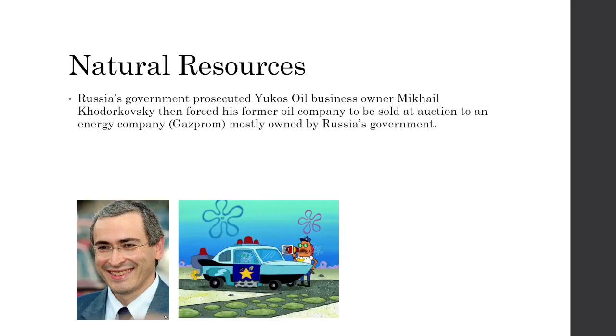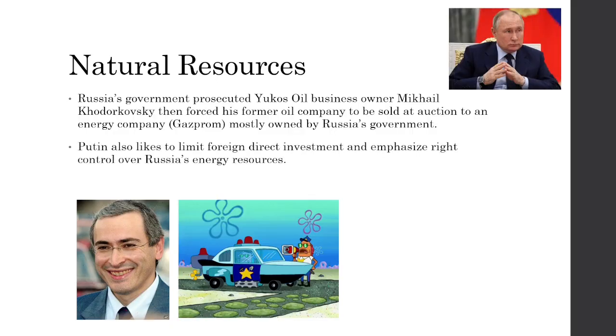So Russia's government prosecuted an oil business owner, and he had to force his oil company to be sold at auction to an energy company that was mostly public, not entirely, but mostly public, to the Russian government. So it went from private to public, essentially. And Putin also likes to limit foreign direct investments. Of course, he likes to keep those domestic investors and emphasize control over Russia's energy reserves. So he's not in favor of private practices regarding natural resources in Russia.